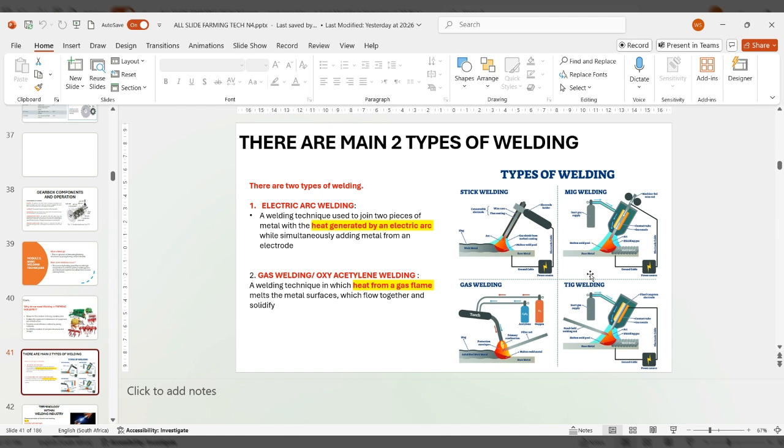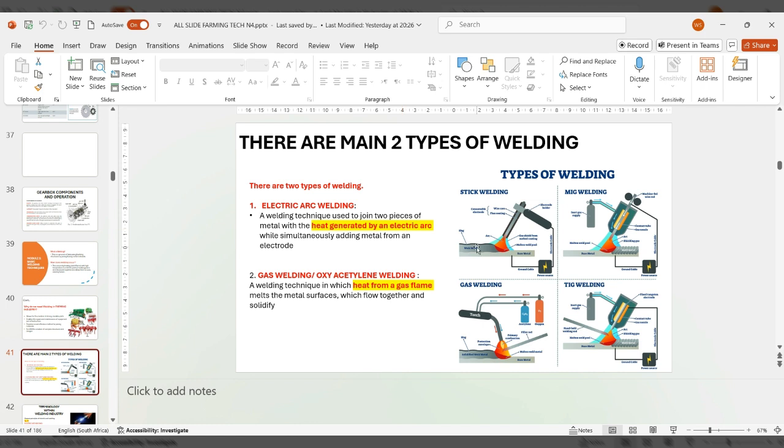Let us look at the types of welding. As I've already said, we have the main two types of welding, which are electrical arc welding and gas welding, also known as oxy. This is gas welding, so we are using the gas here to make the flame. And then we also have electrical arc welding, where we melt our working piece using the arc.